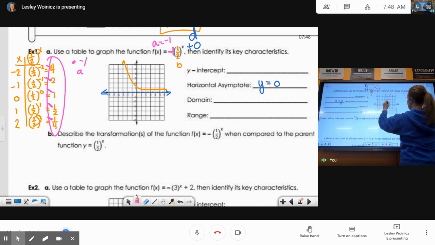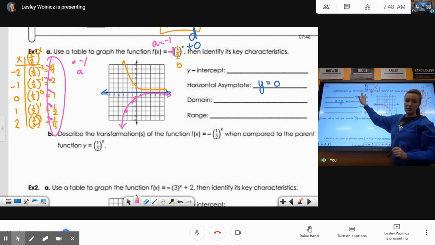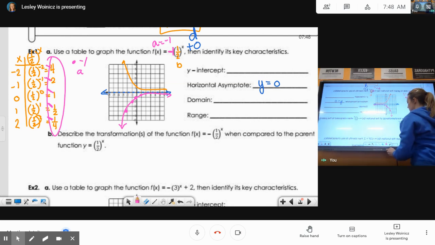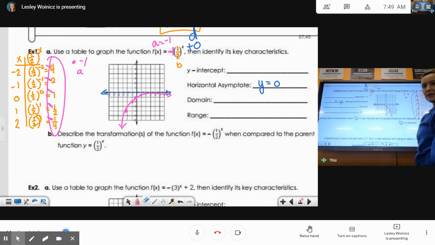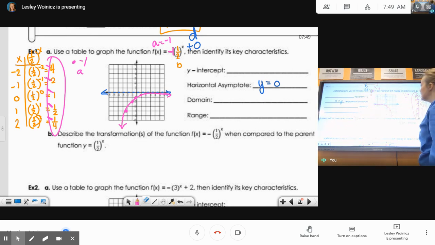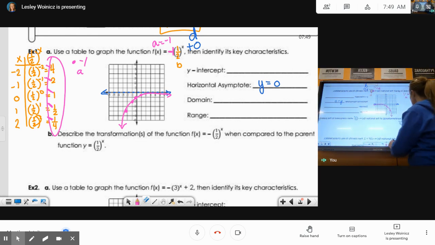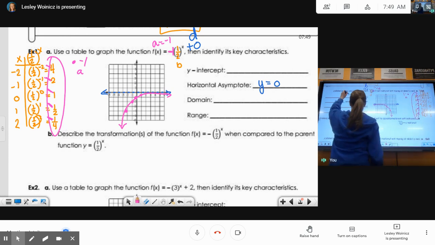I'm going to put all of these points under here. So it's going to be (-2, -4), (-1, -2), (0, -1), (1, -1/2), (2, -1/4). And you can see that we have the reflection of the parent in the x-axis. So I'm going to erase the parent because it's not part of my graph, but it was kind of helpful to visualize what was happening. Instead of being (0, 1), my y-intercept is (0, -1).